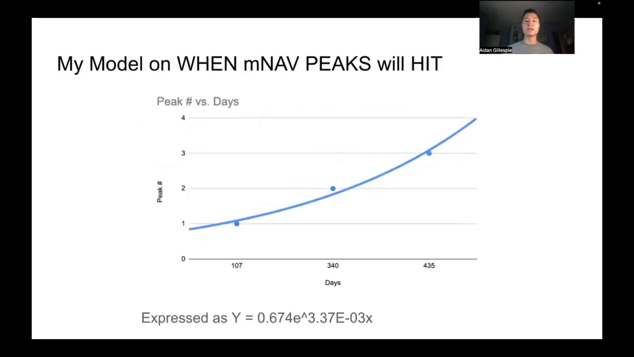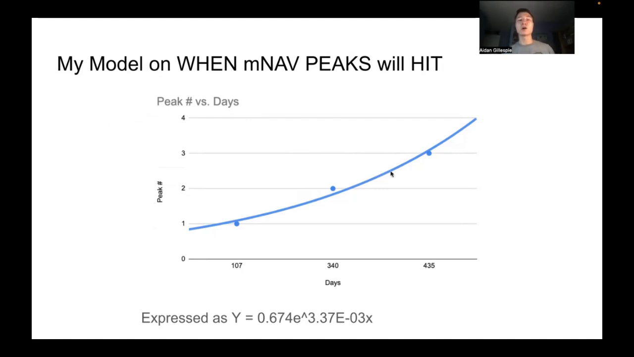The next model that I'll be using to help me determine the share price of Metaplanet at that fourth peak is the peak number and the days. So how many days after Bitcoin adoption it took for Metaplanet to hit each peak. The first peak was hit at 107 days. The second peak was hit at 340 days. The third peak was hit at 435 days. And then the fourth peak, that is what I want to find out. I want to figure out when that fourth peak is going to hit.